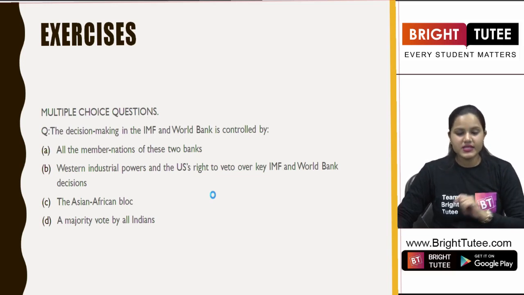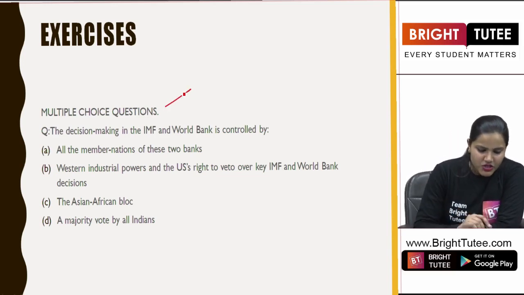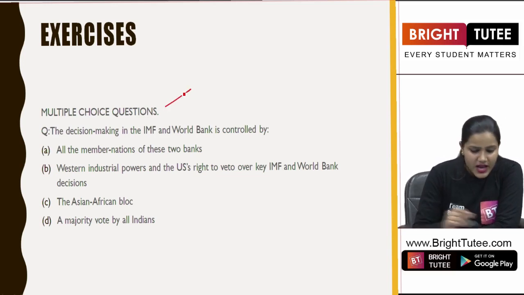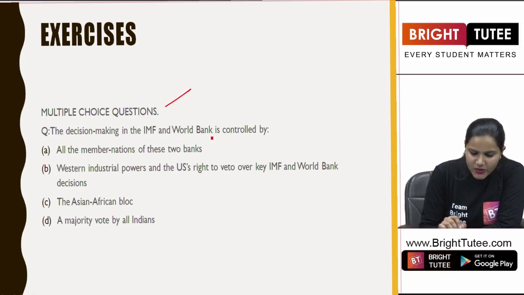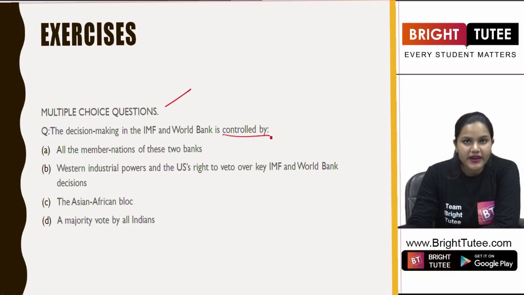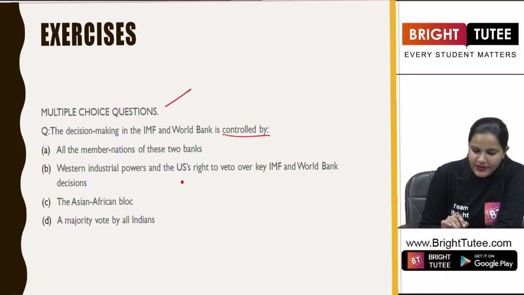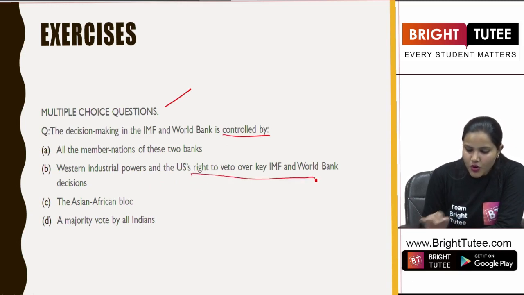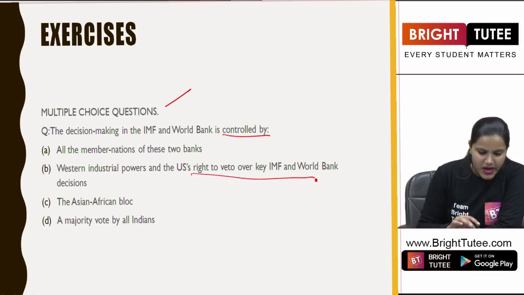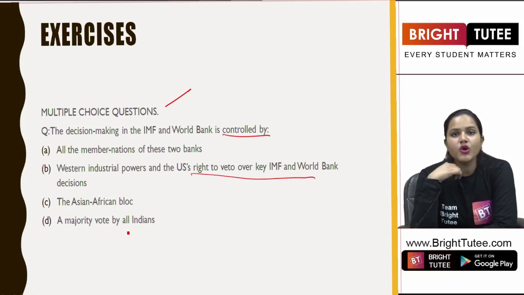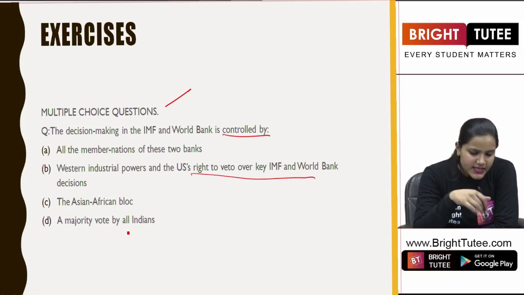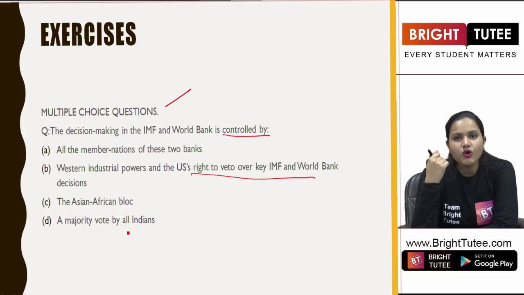Coming to our exercise section, in multiple choice questions, there is a question that says the decision making in the IMF and World Bank is controlled by. Options are all the member nations of these two banks, Western industrial powers and the US's right to veto over key IMF and World Bank decisions, the Asian African bloc, and a majority vote by all Indians. These are the four options. Now, what according to you is the correct answer here?